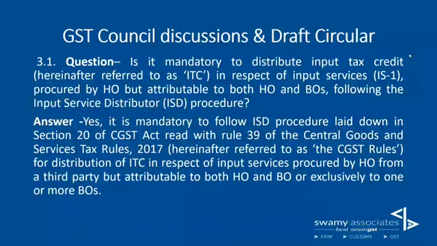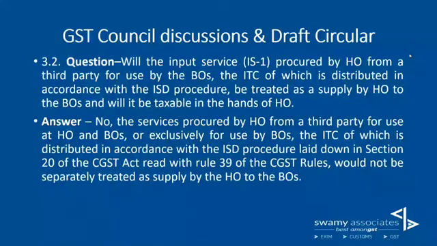But we may also have exempted services without GST. We may also receive goods also. So that has to be done through other means. So the first clarification is, services procured from outside, which come with GST, should be distributed by the head office through the input service distributor model. This is the first clarification.